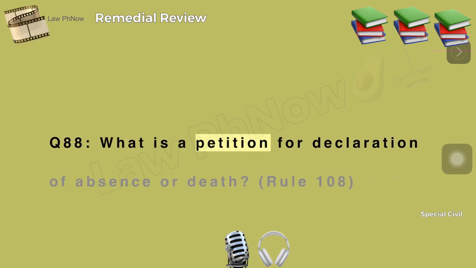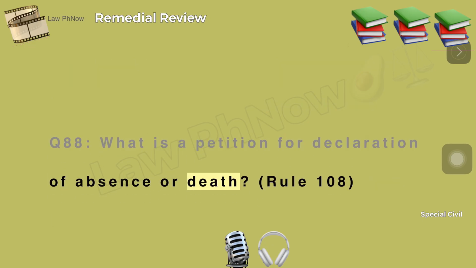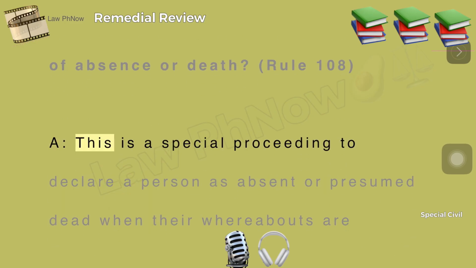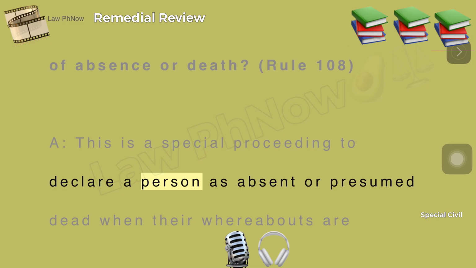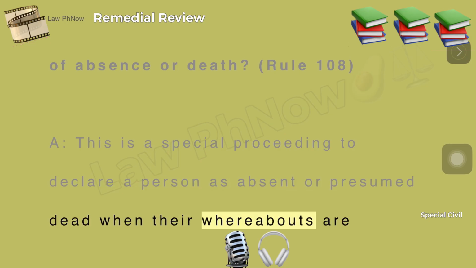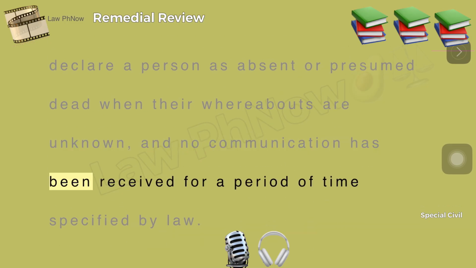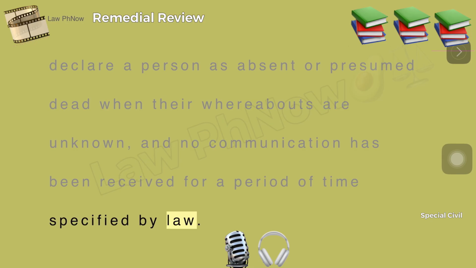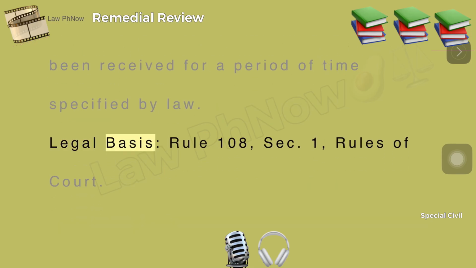Q88. What is a petition for declaration of absence or death? Rule 108. A. This is a special proceeding to declare a person as absent or presumed dead when their whereabouts are unknown, and no communication has been received for a period of time specified by law. Legal basis, Rule 108, Section 1, Rules of Court.